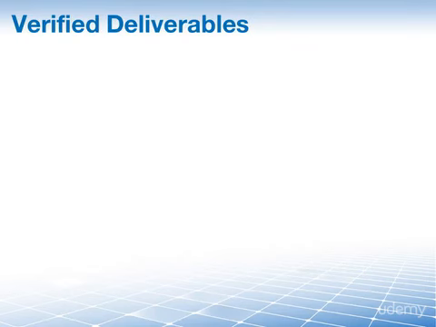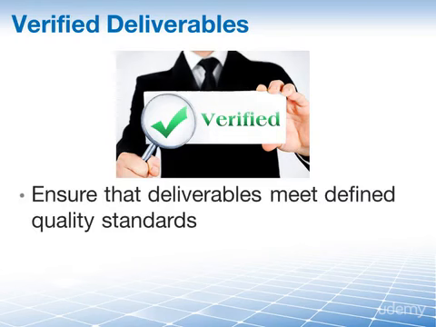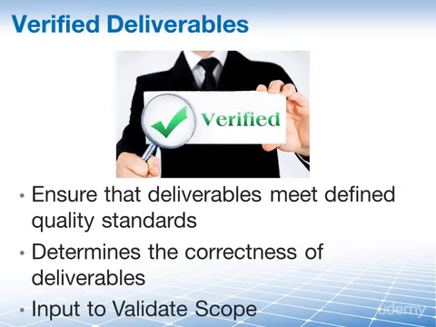And so we have come to the output called verified deliverables. Yes, one goal of control quality is to ensure that our deliverables do in fact meet the quality standards that we have defined. The control quality process determines deliverable correctness. These verified deliverables are then an input to the validate scope process, which we cover, of course, in our lessons in the scope management module.